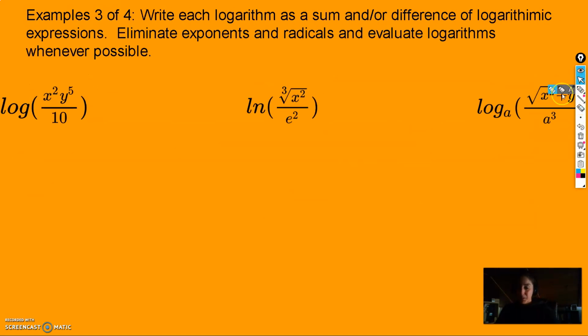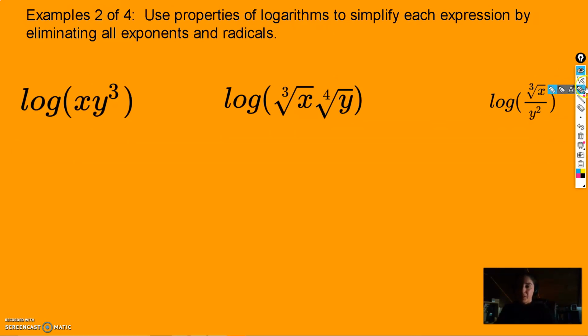So here's example 2 of 4. Use properties of logs to simplify each expression by eliminating all exponents and radicals. First one, I can't use the power rule because the 3 isn't out front, it's inside, so I have to split the product first. So I can split the product into a sum, log of y to the 3rd, and then I can use the power rule: log of x plus that 3 can come down in front, 3 log of y. My logs look the same, so I'll put that in parentheses. So we're done there. We split it and got rid of all exponents.